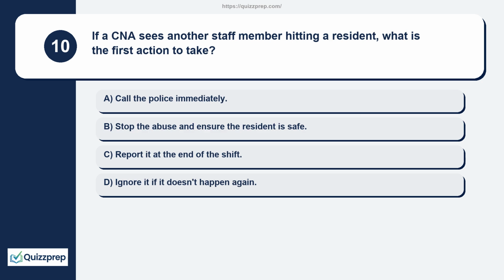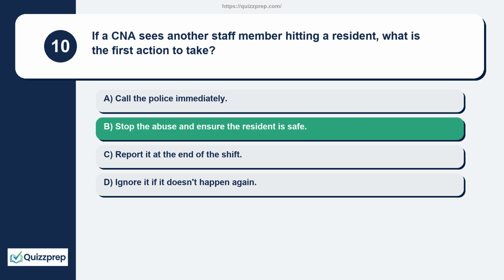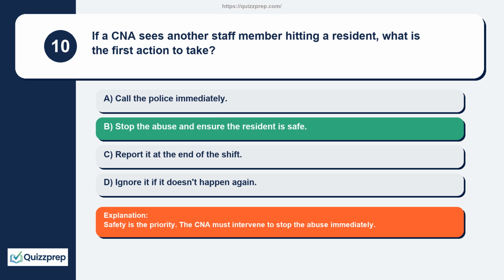Question 10. If a CNA sees another staff member hitting a resident, what is the first action to take? Call the police immediately. Stop the abuse and ensure the resident is safe. Report it at the end of the shift. Ignore it if it doesn't happen again. Safety is the priority. The CNA must intervene to stop the abuse immediately.